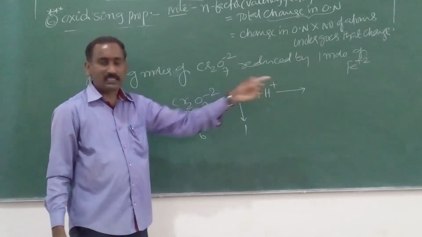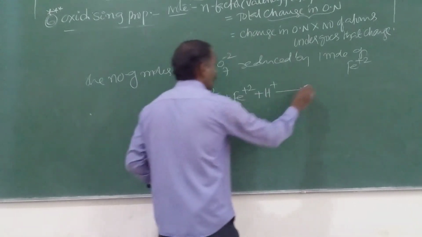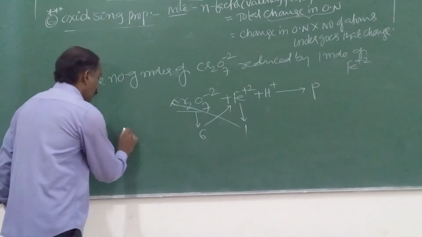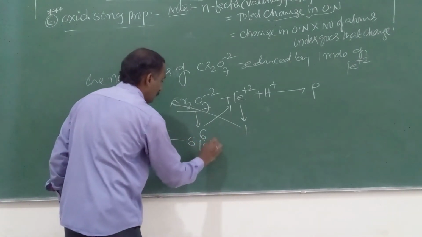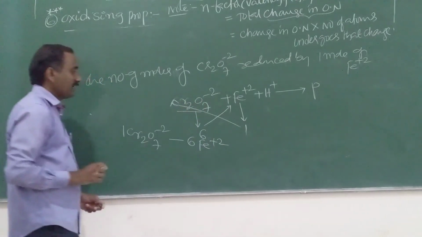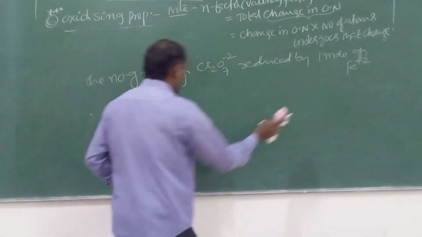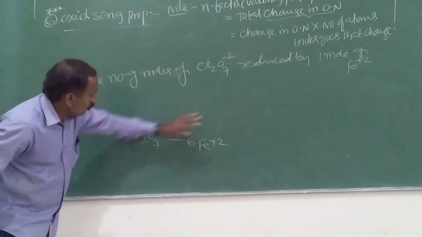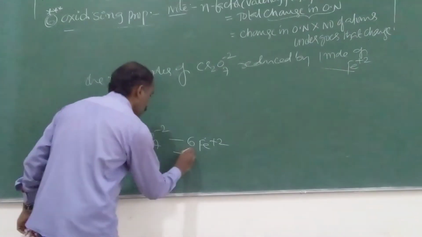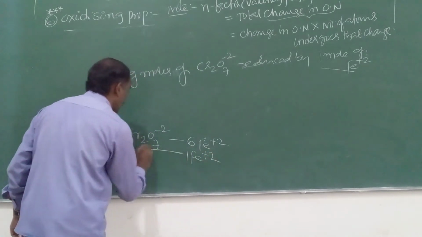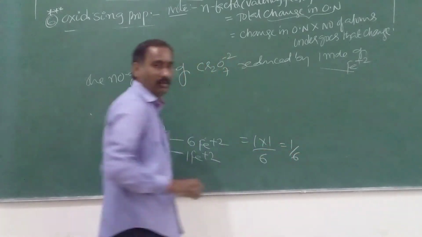Here there is no need to write products because they are asking about the competition between these two. Immediately cross multiply: 1 dichromate and 6 Fe plus 2. 1 comes here, 6 comes here. Therefore, 1 dichromate to 6 Fe plus 2. According to the balanced equation, 1 dichromate ion requires 6 Fe plus 2. But here how many moles of Fe plus 2? 1 mole. So for 1 mole of Fe plus 2, how many are required? Cross multiplication: 1 into 1 by 6. Therefore 1 by 6 mole of dichromate.